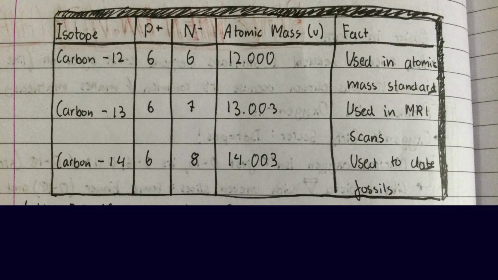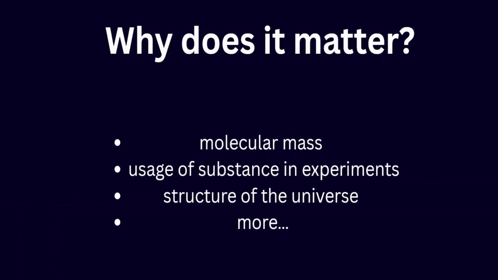So, why does atomic mass even matter? Why should we care about what atomic mass is? What does it do? Atomic mass actually helps with calculating molecular mass, figuring out how much of a substance to use in experiments, understanding the structure of the universe, and more, like helping chemists balance equations. See? They are really important. Atomic mass is really important.